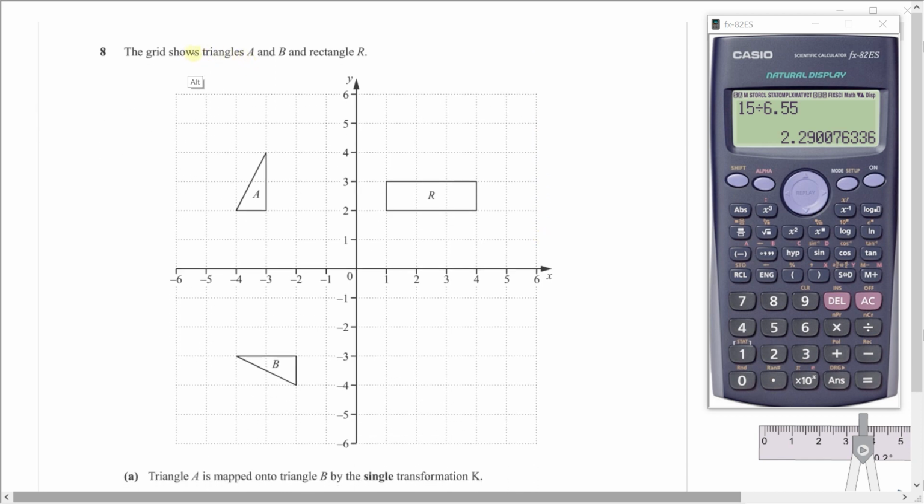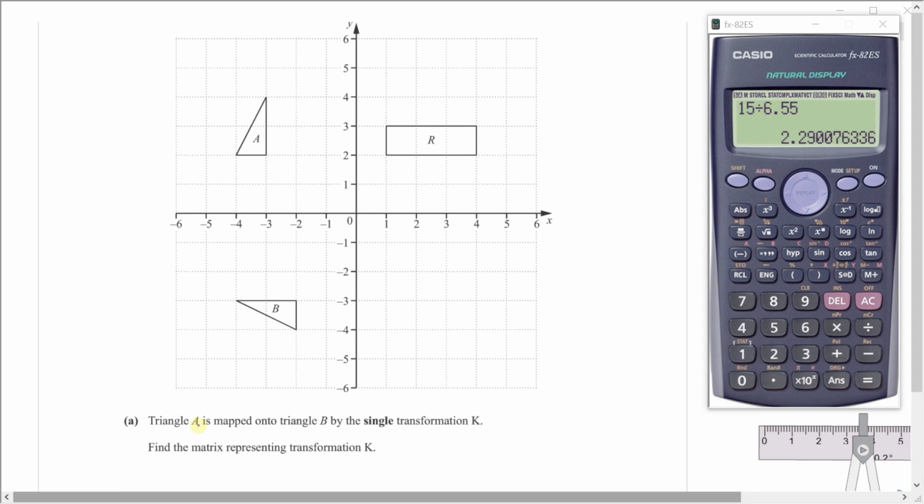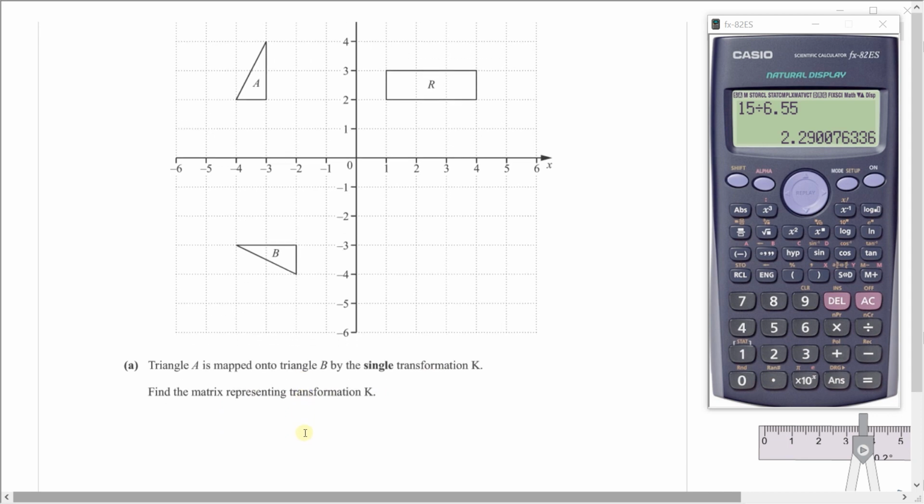Question number 8: the grid shows triangle A and B and rectangle R. The first part is triangle A is mapped onto triangle B by the single transformation K. Find the matrix representing the transformation K. So now there are two ways to solve this. I'll show you both. The first one is through observation, and the other one is using the matrices. So let's first use the observation method here.